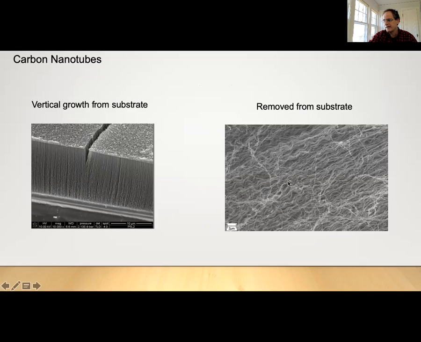And here is what they look like after they've been removed from the substrate. This shows you one of the issues with these materials. Here it looks like a kind of a ball of yarn. So it's possible to grow these things. Under some conditions you form carbon nanotubes that are conducting. In other conditions, they're semiconductors. But in general, they're all mixed up and tangled together in a big random array, which makes it hard to use them for any purpose. It's like a bowl of spaghetti, I guess.